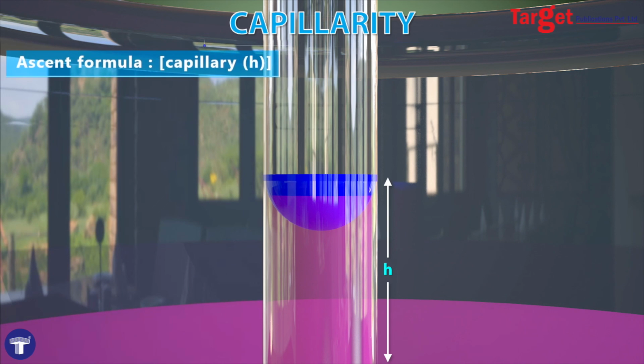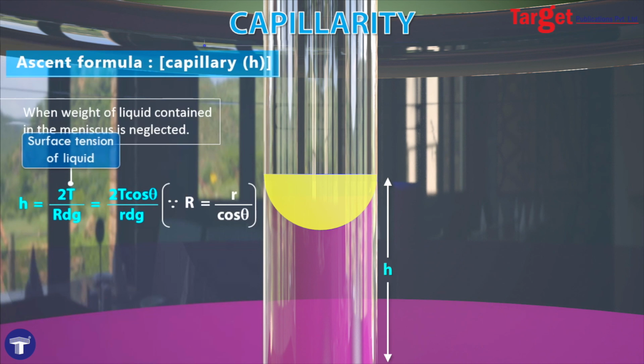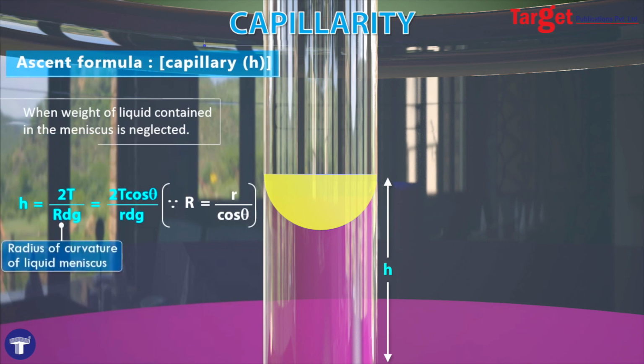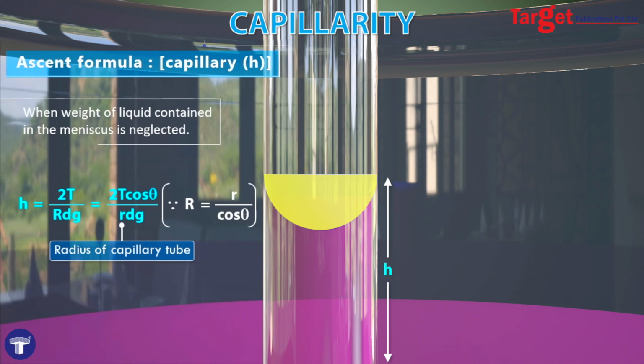The increase in height, denoted by h, is given by the ascent formula. When the weight of the liquid contained in the meniscus is neglected, h is equal to 2T upon R dg, which is also written as 2T cos theta upon small r dg, where T is the surface tension of the liquid, capital R is the radius of curvature of the liquid meniscus, d is the density of the liquid, and theta is the angle of contact, while small r is the radius of the capillary tube.